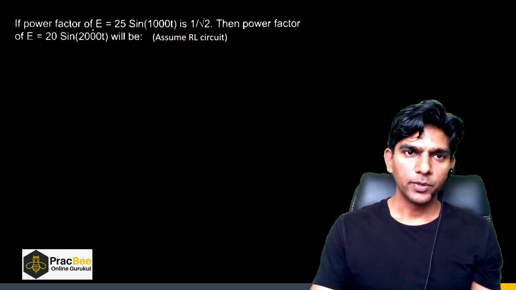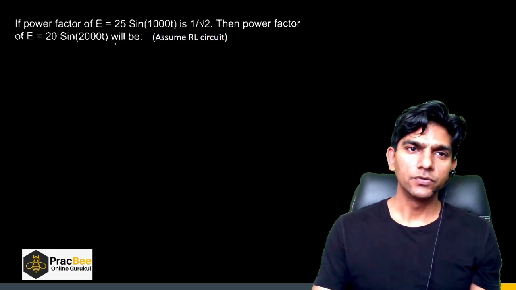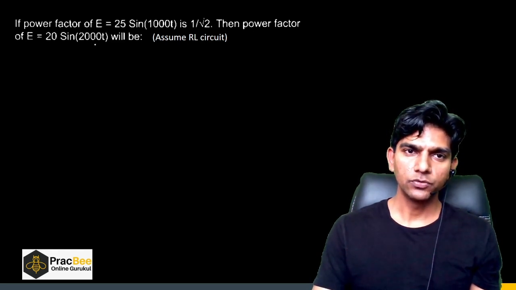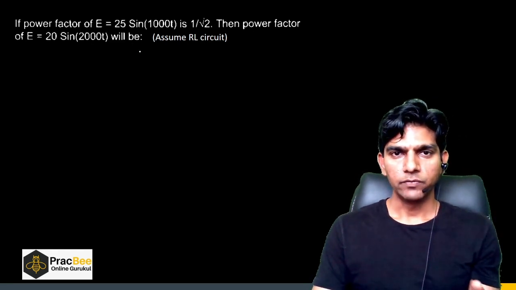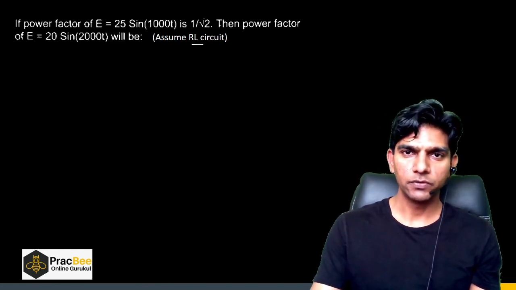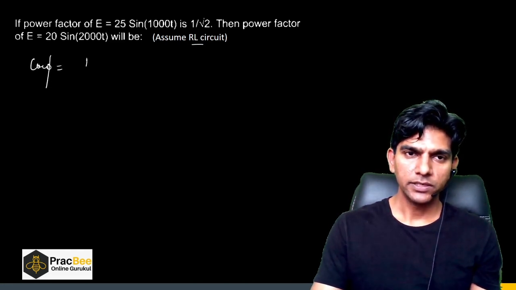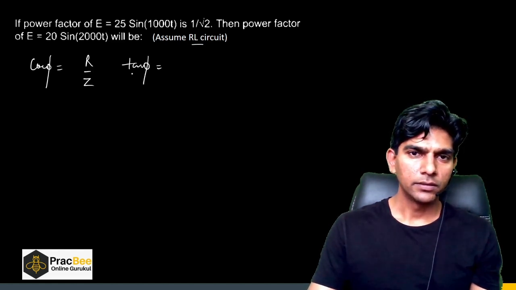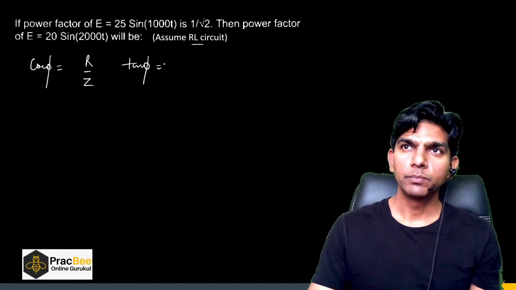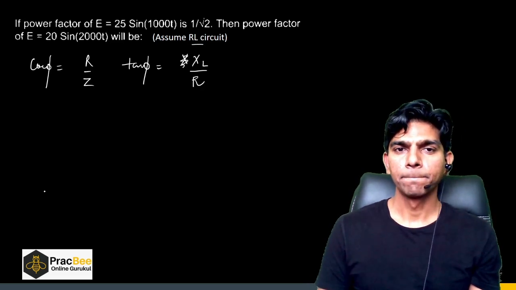Next, if the power factor of E equals 25 sine 1000 t is 1 by root 2, then what will be the power factor of E equals 20 sine 2000 t? And we are given that it is an RL circuit. So if it is an RL circuit and the power factor is 1 by root 2, we know that power factor, which is cos phi, is given as R by Z, or I can say tan phi can be written as perpendicular over base. So in this case, it will be XL by R, right?